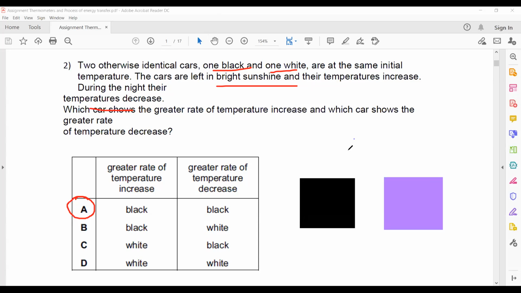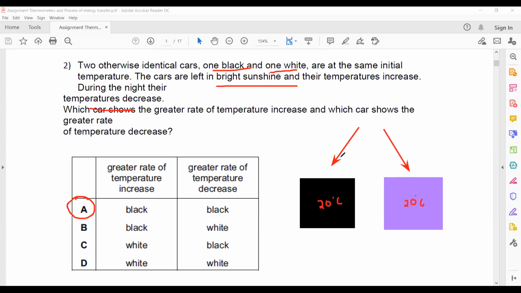Dull, and so same amount of energies, and initially they mentioned they are at same temperature. For example, a black car at 20, the white car is also at 20. When you park them and leave them in bright sunshine, their temperature rises. So same amount of energy absorbed.